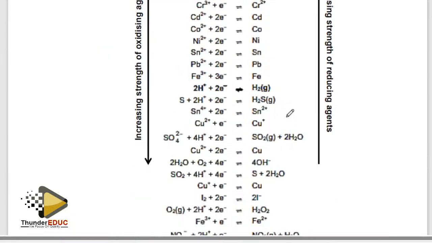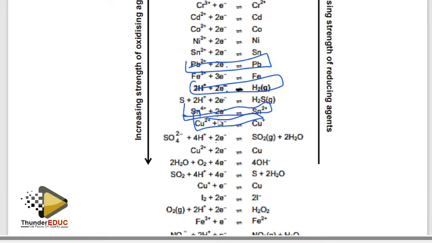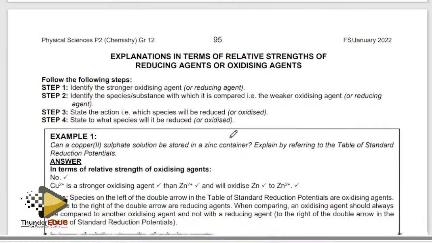For example, I have this zinc and lead and hydrogen, so it means that lead is more reactive than hydrogen. I have copper, and tin is more reactive than copper, so the one which is on top is more reactive than the one which is on the bottom. You understand? Therefore the one which is on top is going to be oxidized, the one which is on the bottom is going to be reduced. So that's how you identify which one goes to the cathode, which one goes to the anode.